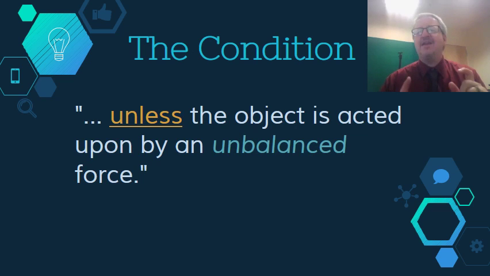So at the end of Newton's first law, there's this condition where it says unless. So an object at rest stays at rest unless the object is acted upon by an unbalanced force. Or you can take the other side of the equation. An object in motion tends to stay in motion unless the object is acted upon by an unbalanced force. So friction would be an unbalanced force that causes an object that's in motion to stop moving. Okay. So that should hopefully make sense to you.